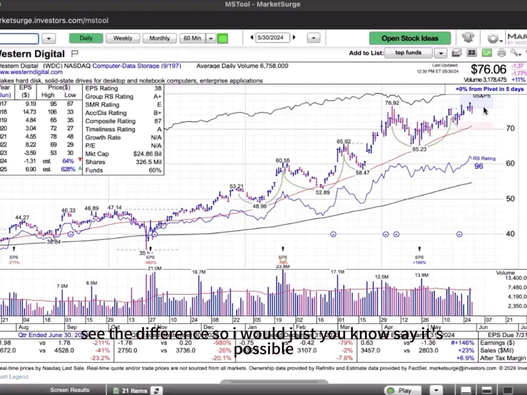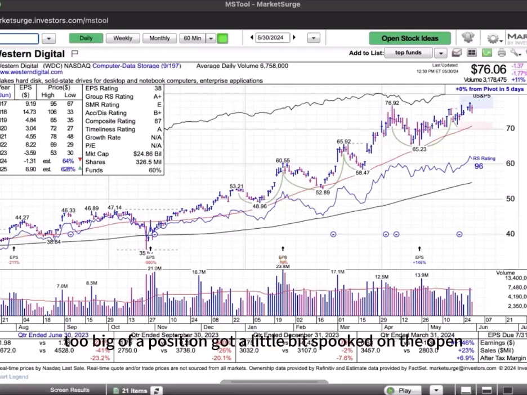So I would say it's possible maybe you took too big of a position, got a little bit spooked on the open. We are seeing a few of these tech names pull back a little bit today. Nvidia's had some profit taking, crowds pulling back. So this might be part of that. And with the Salesforce miss on earnings, a few things like that. But so far it's acting fine and it's trying to come back here.